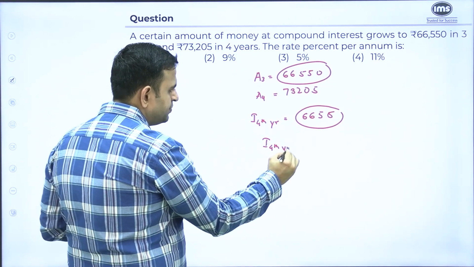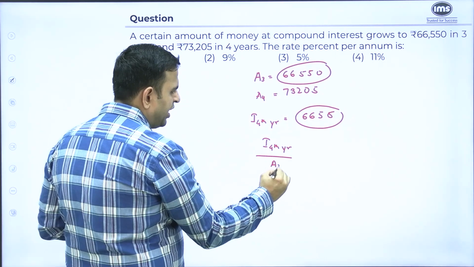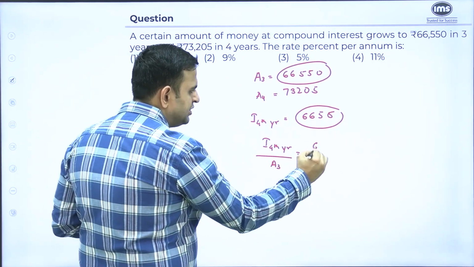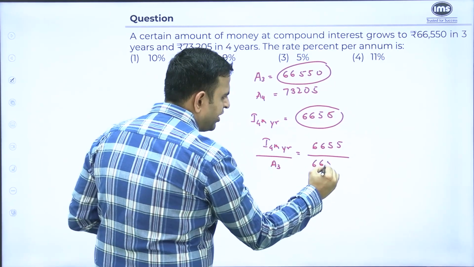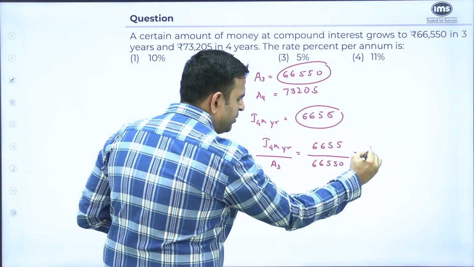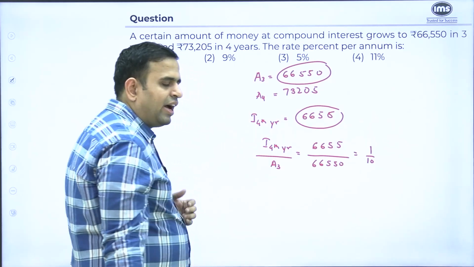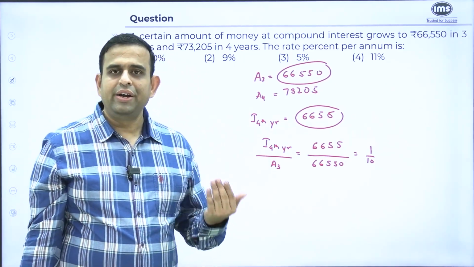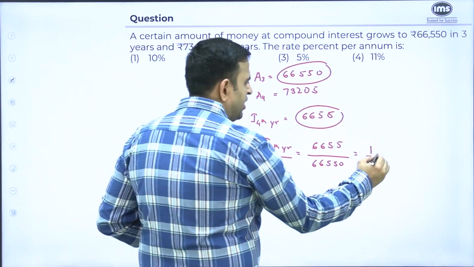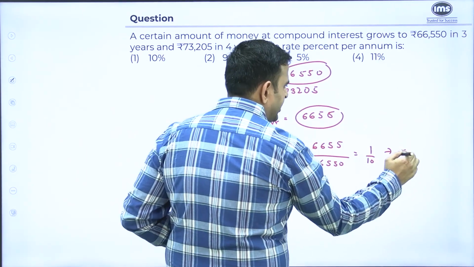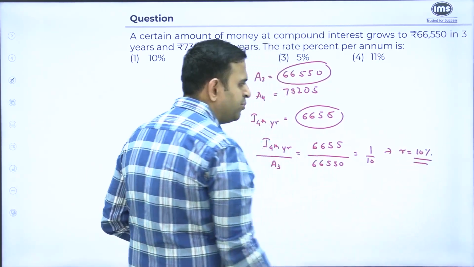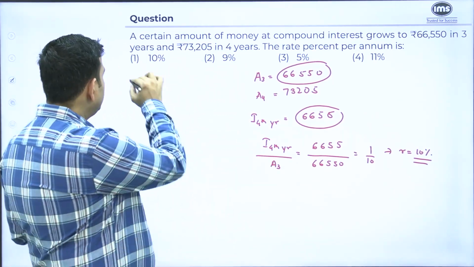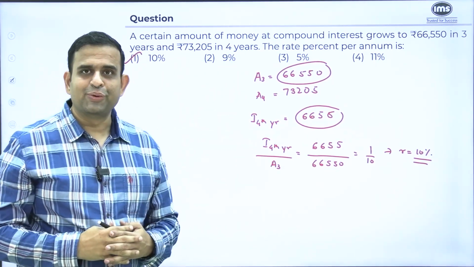So now if someone asks you that this 6655 was earned on 66550, so the interest earned in the fourth year upon the amount at the end of the third year, this 6655 divided by 66550 happens to be nothing but 1 over 10, and this is nothing but the required interest rate. So 1 upon 10 corresponds to 10%. So the required rate of interest is nothing but 10%. So option number 1 is the answer for this particular question.